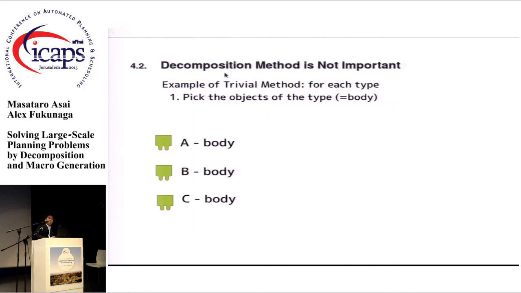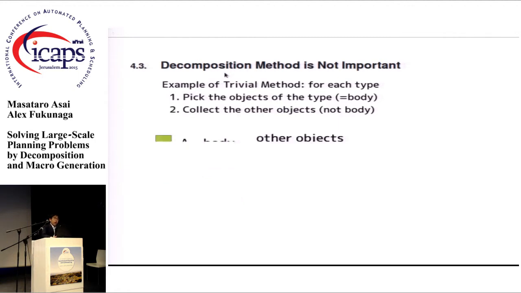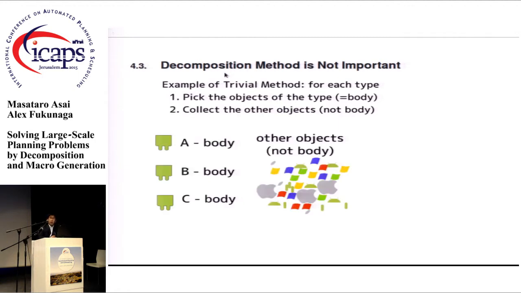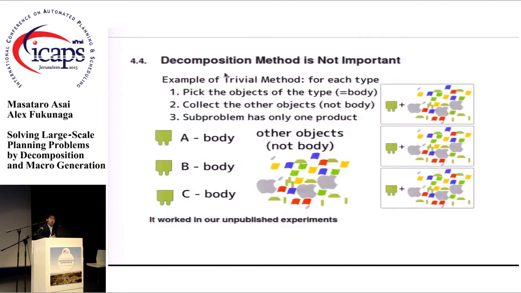The decomposition method is not that important. We can switch the decomposer. For example, we can use a trivial method like this: for each type in the problem PDDL definition, pick the objects of that type, in this case the body of the droid, and then collect all the other objects which are not body, and each subproblem has only one such product.